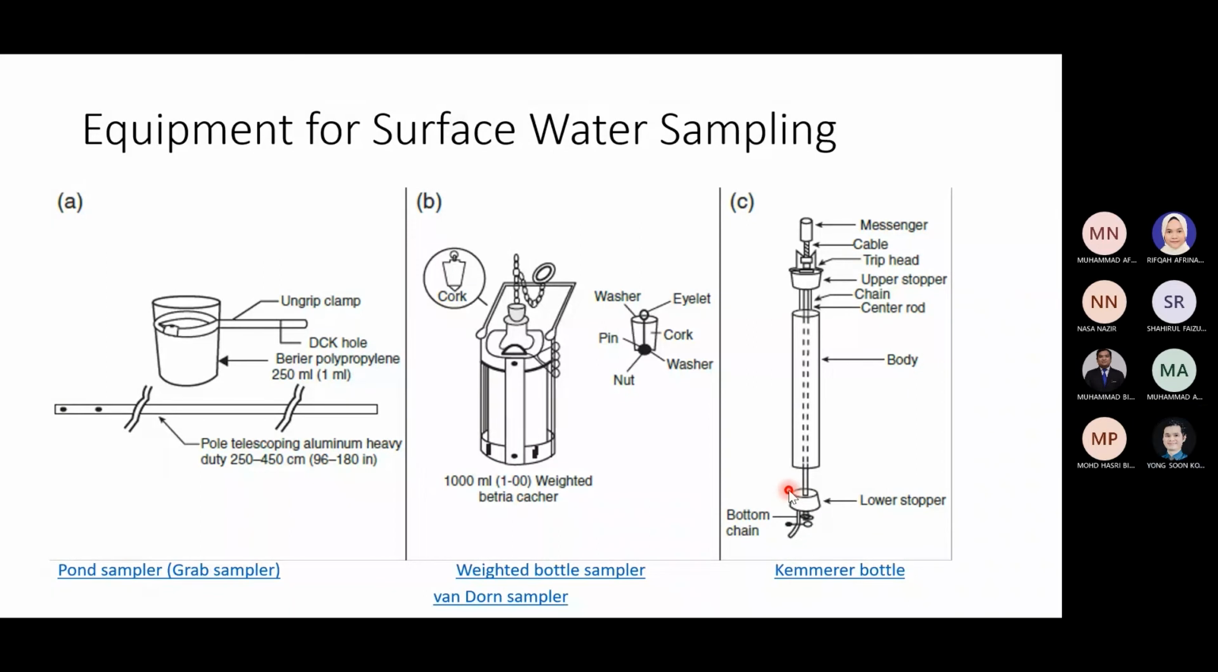I think DOE uses a lot of Van Dorn samplers. There are pictures that I saw from its website, and they use primarily Van Dorn samplers.